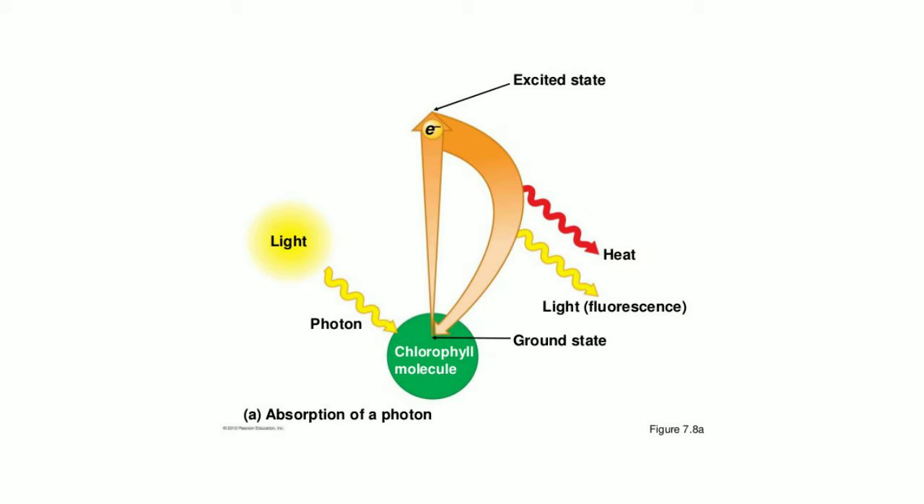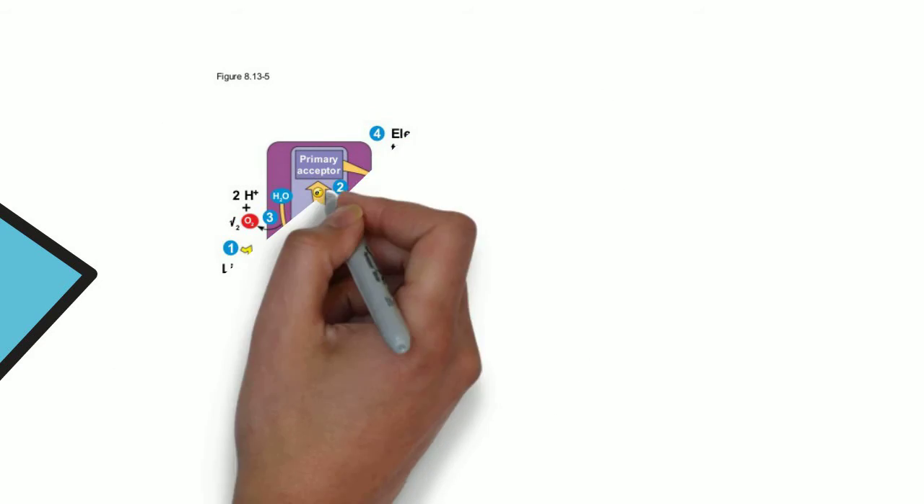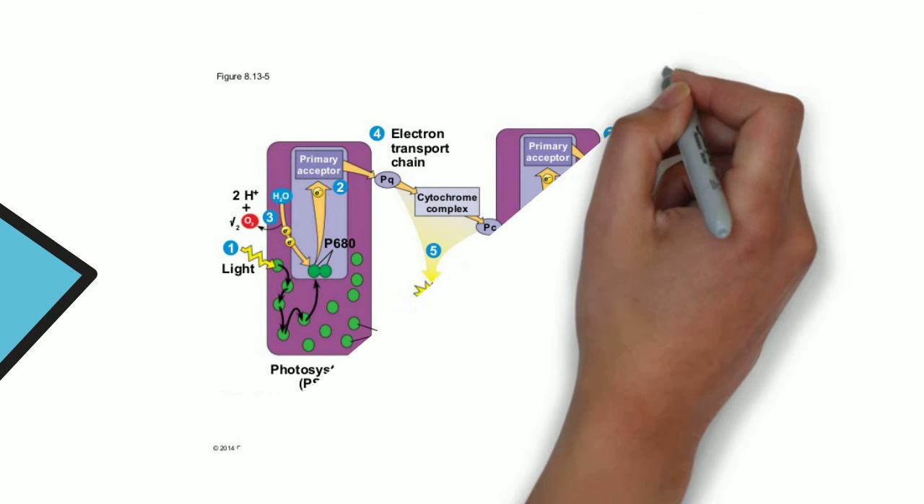A pigment goes from a ground state to an excited state when a photon of light boosts one of the pigment's electrons to a higher energy orbital. This excited state is unstable. Electrons from isolated pigments tend to fall back to the ground state, giving off heat and/or light.